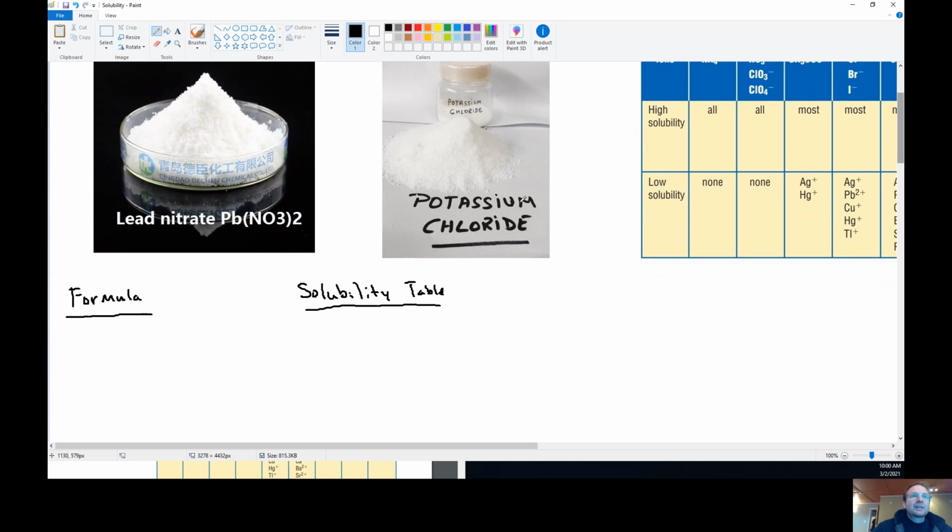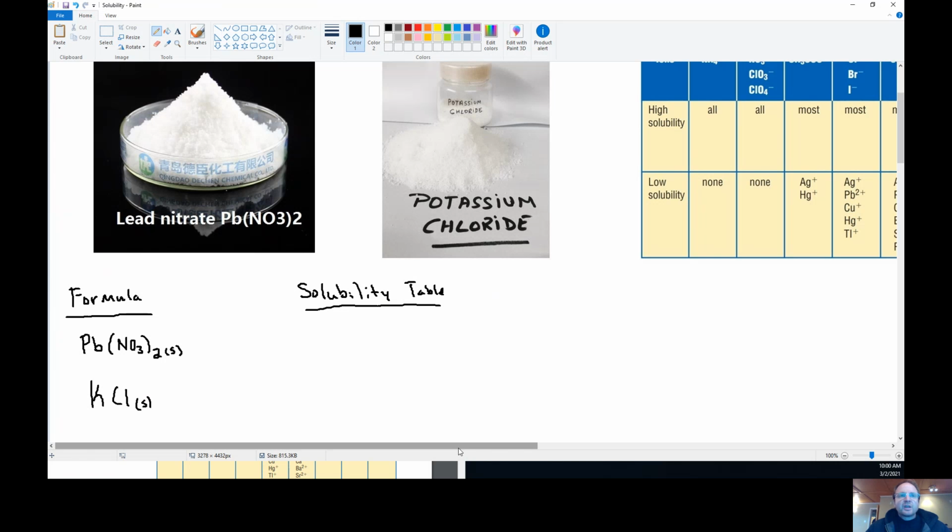But let's start with lead. This is obviously lead(II) nitrate. I'll just call it lead nitrate to keep it simple. I'm going to get the formula out here: Pb(NO3)2, lead nitrate. Obviously, it's a solid, a good ionic compound. I wonder what will happen when we put it with water. Well, we're going to find out. We're going to check the solubility table. And the other one we're going to check is potassium chloride, KCl, classic. Again, it's a solid.